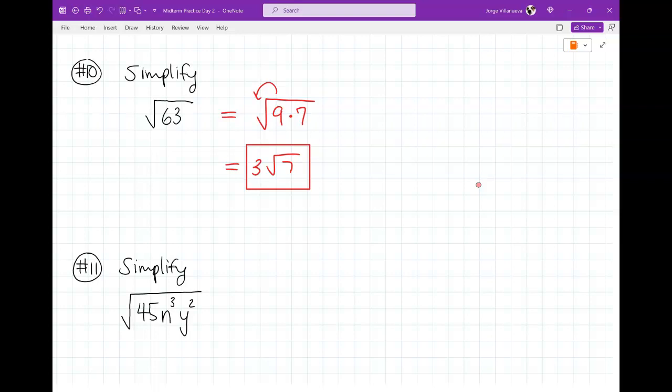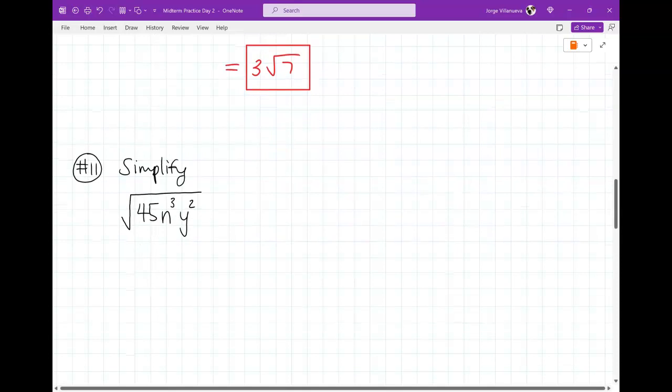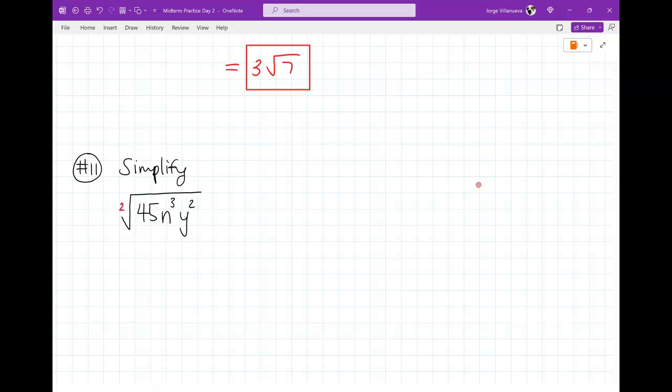I just remembered right now. So, simplifying this next piece right here, 45 n to the third y squared. Now, remember, my index here is a 2. Okay? My index here is a 2. So I need to make sure that the powers match the index, but then I also need to take out that 45. Okay, so let me break it up into numbers first. 9 times 5, n squared n, y squared.